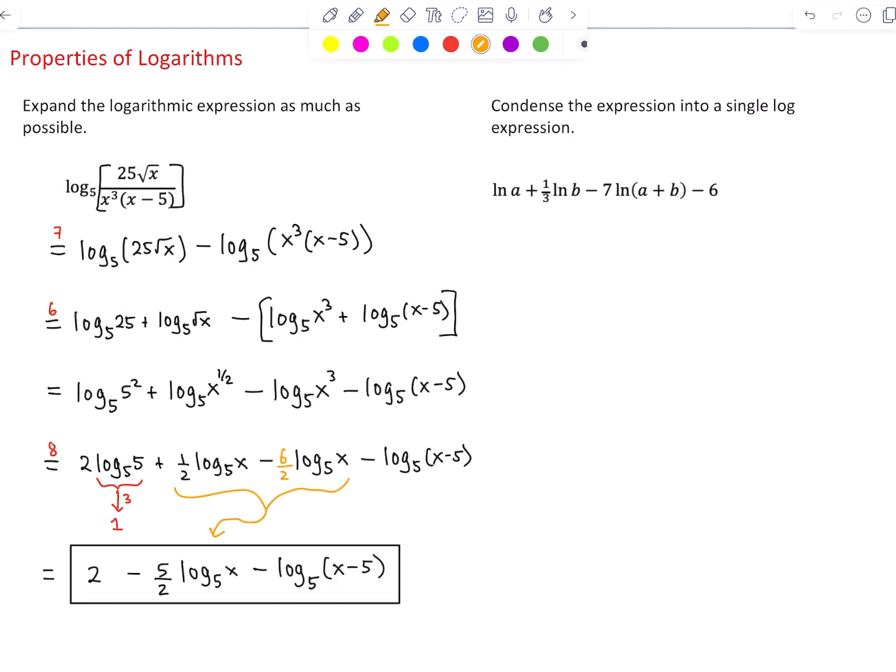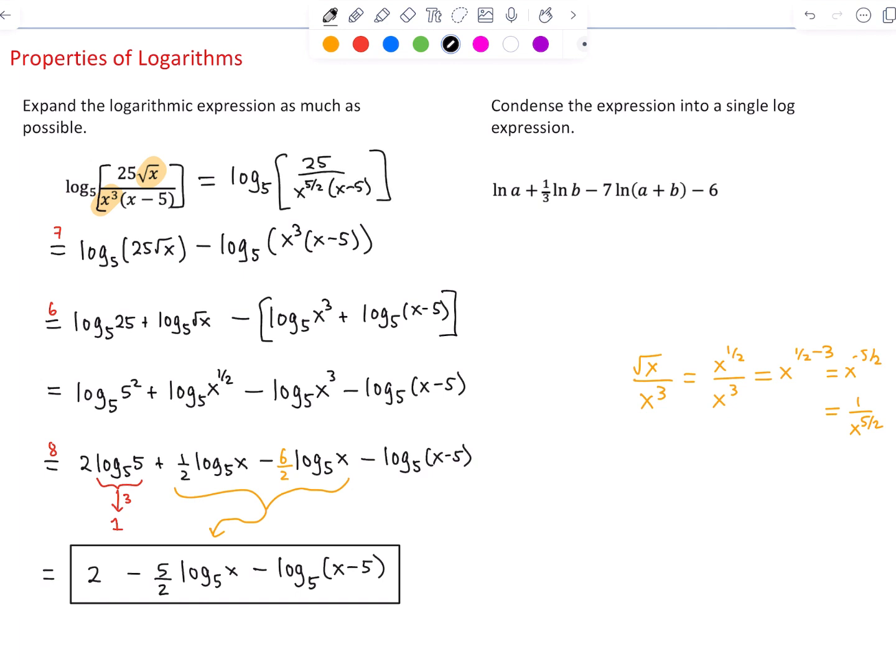Now notice up here in the original, there is a potential for simplifying the original fraction from the start. The square root of x divided by x cubed could have been simplified to begin. 1/2 minus 3 is negative 5/2, which is 1 over x to the 5/2. So this original setup I could have rewritten first as log base 5 of 25 over x to the 5/2 times that x minus 5, and then proceeded to use log properties, and we would get this same final answer in the end. So again, illustrating that there are multiple paths to take when working with log expressions.